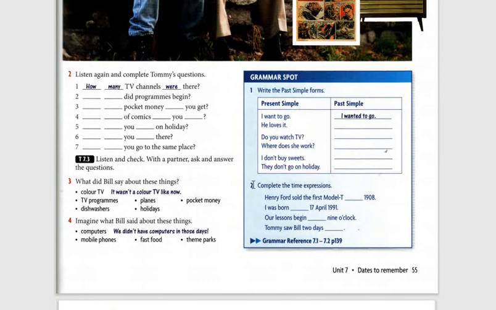In number 2, complete the time expressions. So you have to fill these blanks with time expressions about the past, and try to use the suitable prepositions here.